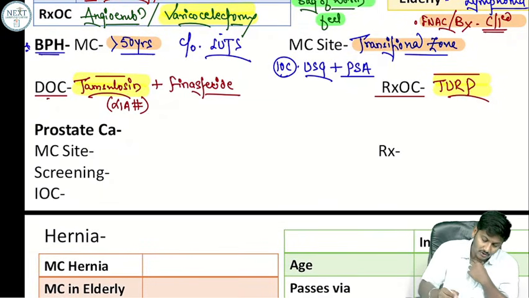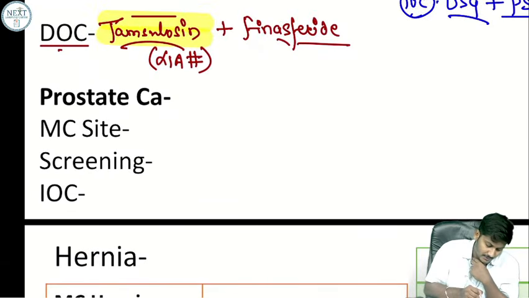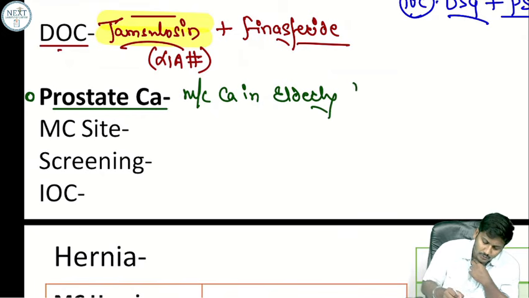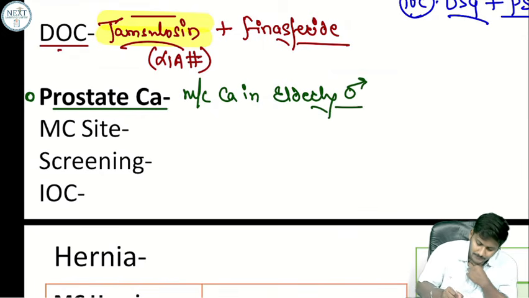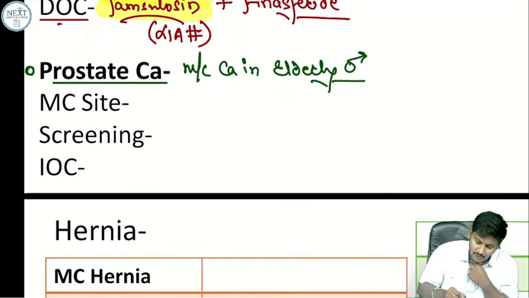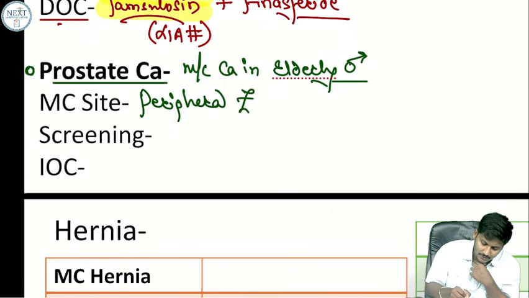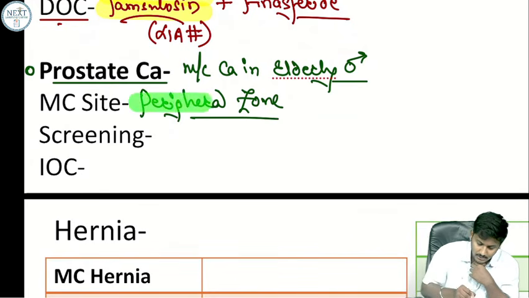Next important is a case of nothing else but prostate cancer. We know that prostate cancer is the most common cancer in elderly males. It is the most common cancer definitely in elderly males, that is important to remember. More than 50 years of age, most common cancer is always prostate cancer. If they ask you most common site, we know BPH is more commonly seen in the transitional zone, but prostate cancer is more common in the peripheral zone. Prostate cancer is more commonly seen in the peripheral zone, that is important to remember. याद रखना है बात. Okay.